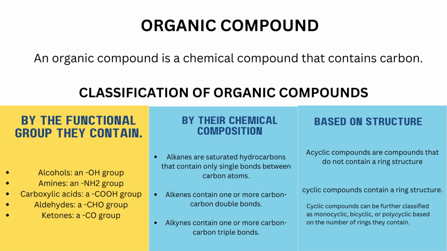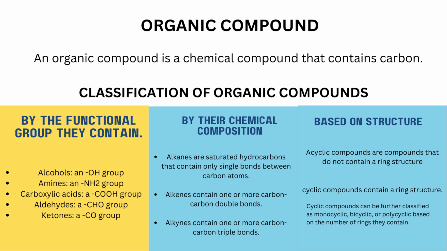Organic compound. An organic compound is a chemical compound that contains carbon. Organic compounds are classified by the functional group they contain, or by their chemical composition, or based on structure. Classification by the functional group includes alcohols, carboxylic acids, aldehydes, ketones, etc. Classification by their chemical composition is alkanes, alkenes and alkynes, and classification based on structure is acyclic and cyclic.